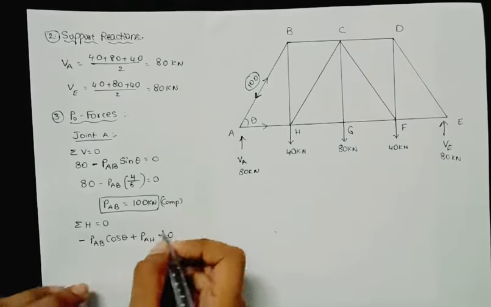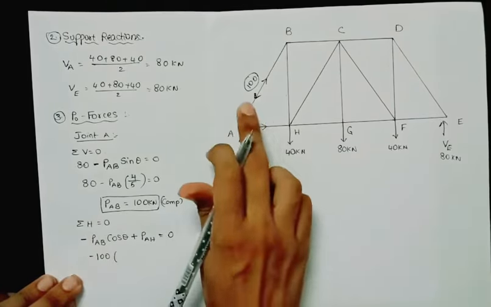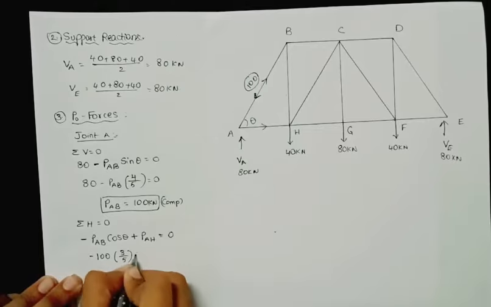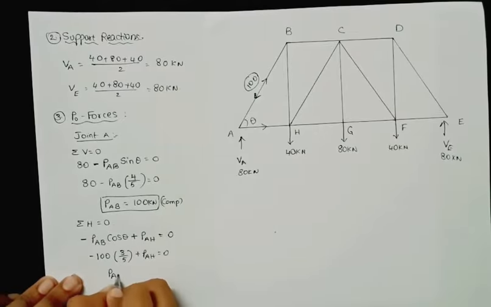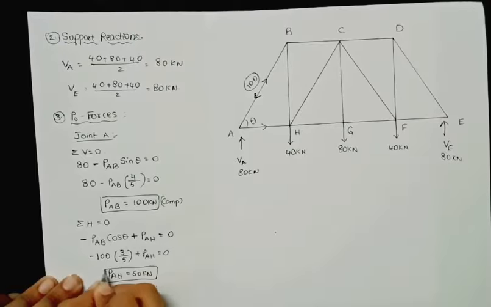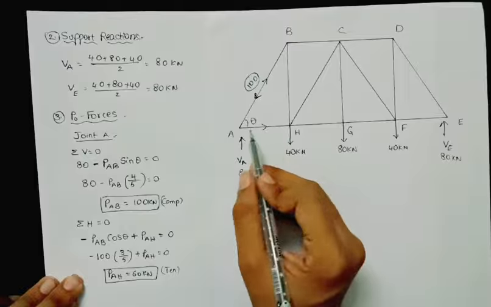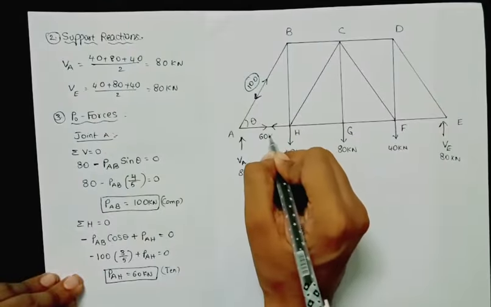So minus 100 times cos theta plus PAH equal to 0. PAB is already calculated as 100. Cos theta is adjacent side by hypotenuse. This is 3 meters, this will be 5 meters. Plus PAH equal to 0. Therefore PAH equal to 60 kilonewton. This will be tensile force, because the arrow is away from the joint. It is dragging the joint, so it will be in tension.